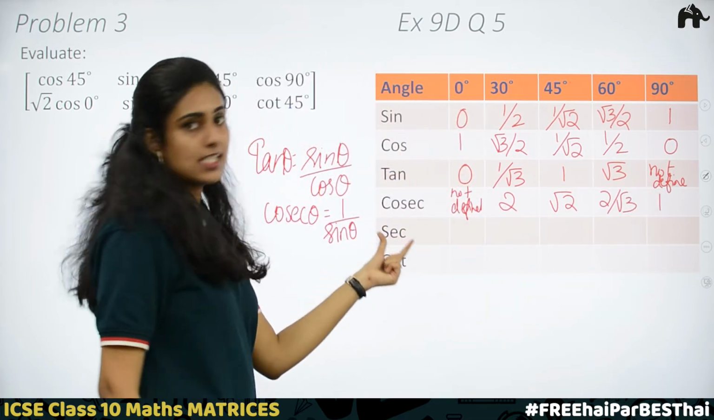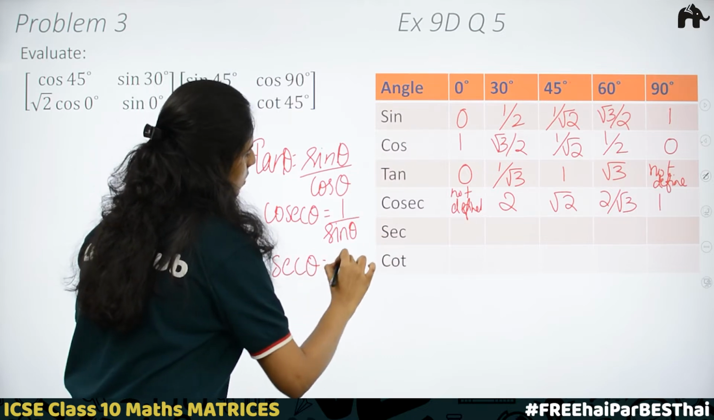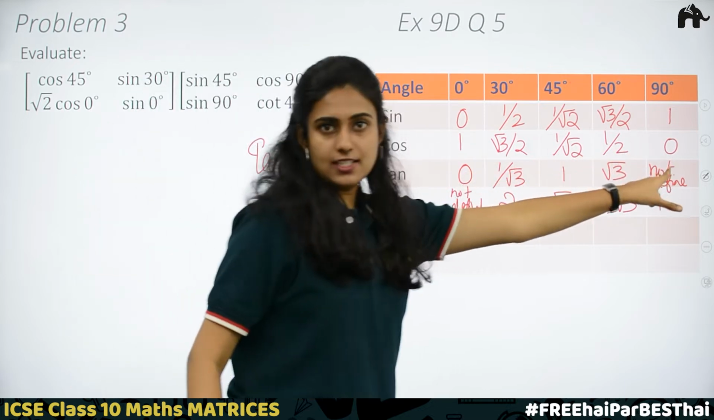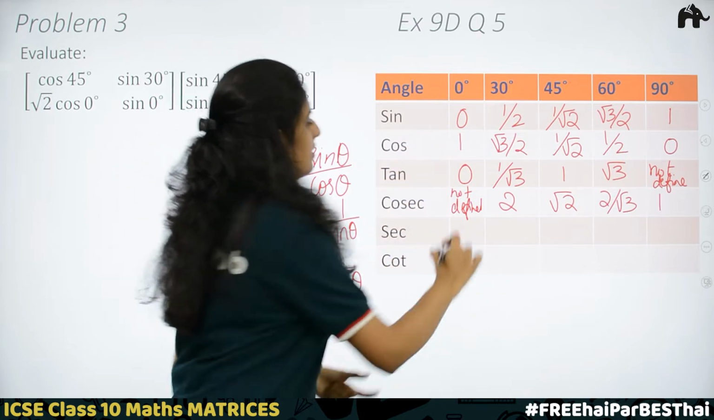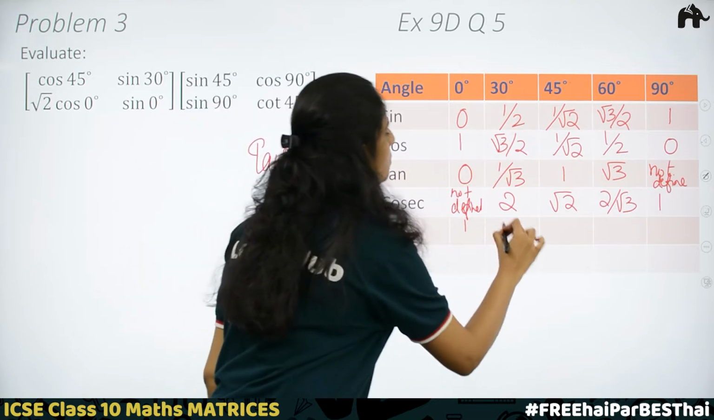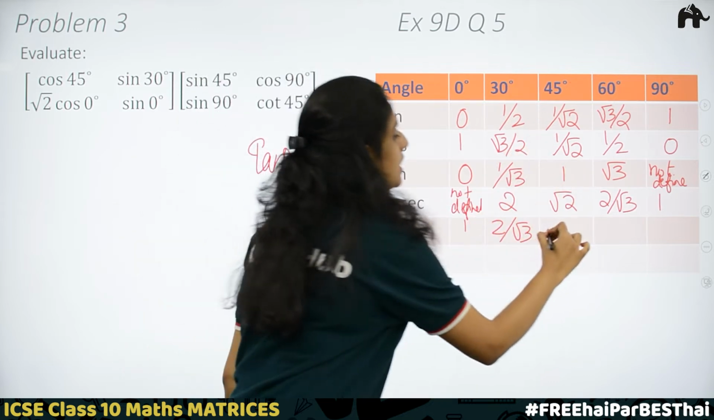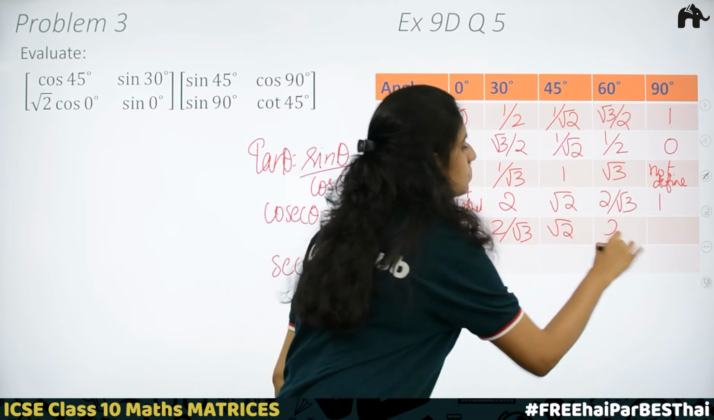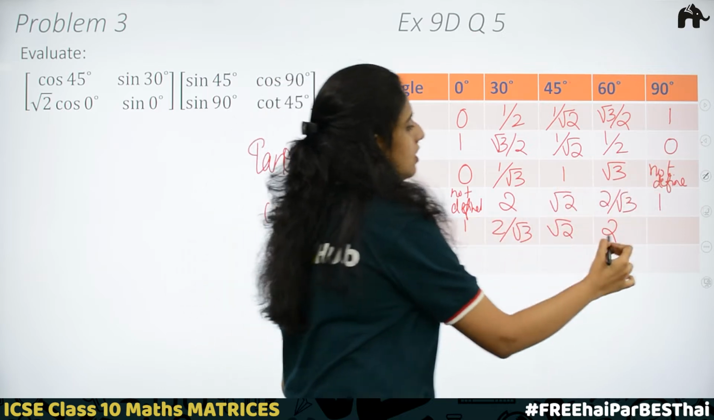Similarly, we can find sec. To find sec, we have to take sec theta is equal to 1 by cos theta. We have all the cos angles value. We can take the reciprocal of them. 1 by 1 is 1. Root 3 by 2. 1 by root 3 by 2 is 2 by root 3. Next, 1 by root 2, it becomes root 2. 1 by 2, reciprocal is 2. Here it is 0. 1 by 0, again not defined.